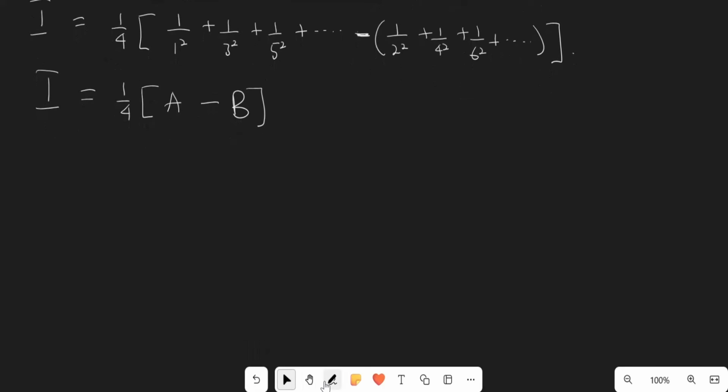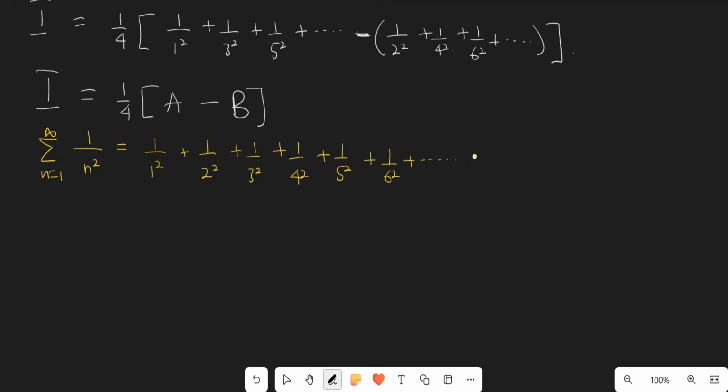Okay, so before we know this, we have to know that if we have the summation n running from 1 to infinity of 1 all over n squared, this is the same as 1 all over 1 squared plus 1 all over 2 squared plus 1 all over 3 squared plus 1 all over 4 squared plus 1 all over 5 squared plus 1 all over 6 squared, and so on and so forth.